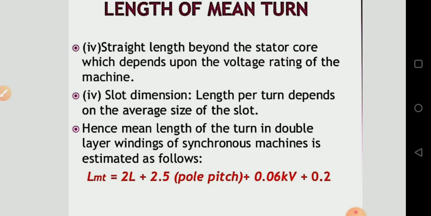Hence, the mean length per turn of a double layer winding of a synchronous machine is estimated by this formula: length of mean turn equals 2L plus 2.5 times pole pitch plus 0.06 kV plus 0.2.